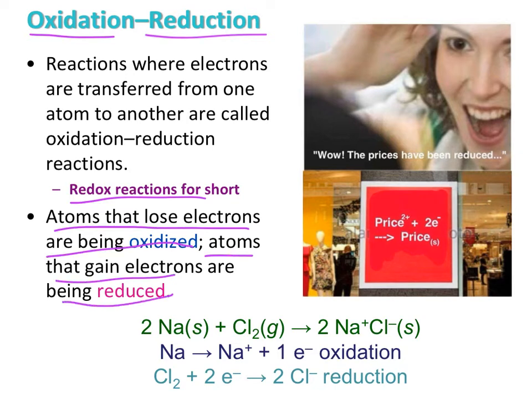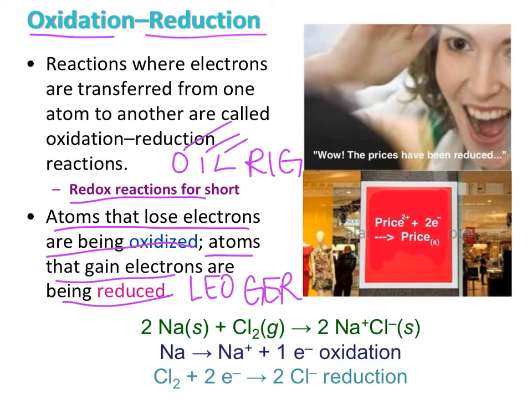So if you haven't heard the acronyms from me for Chem 1, you know reduction is gaining, and that's in reference to LEO goes GER. Losing electrons is oxidation, gaining electrons is reduction.